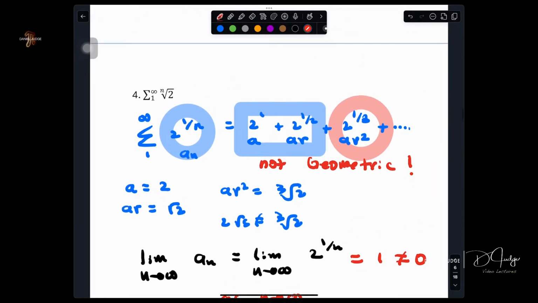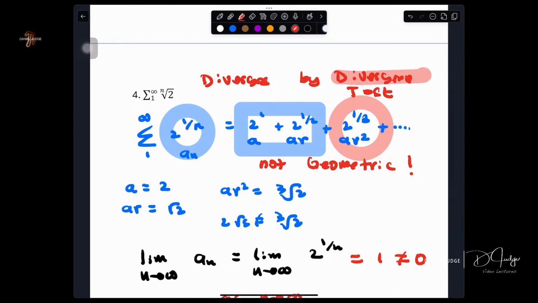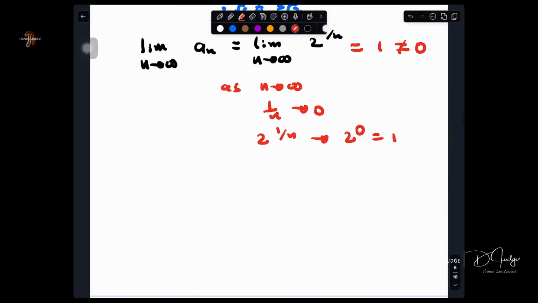So they snuck this in. This diverges by the test for divergence, also known as the divergence test. So they snuck it in, ladies and gentlemen. It's good to know. But it's certainly not geometric. So this is kind of the process that you would go through in general.